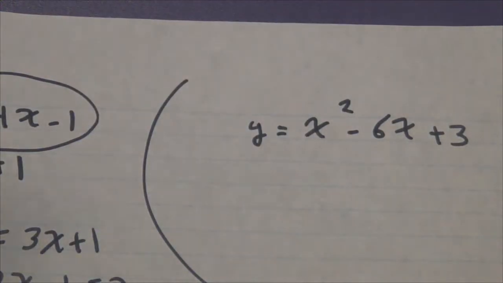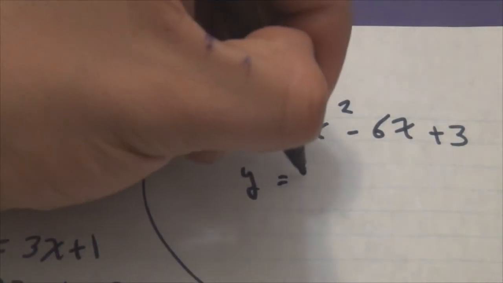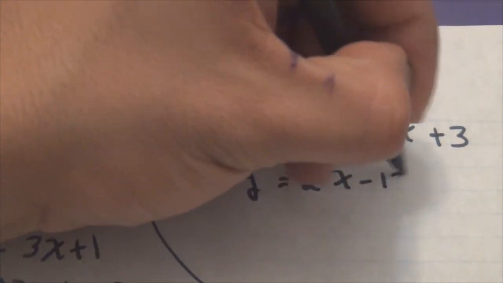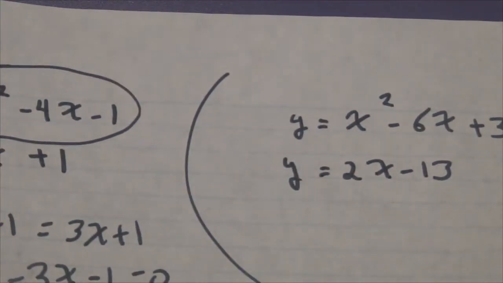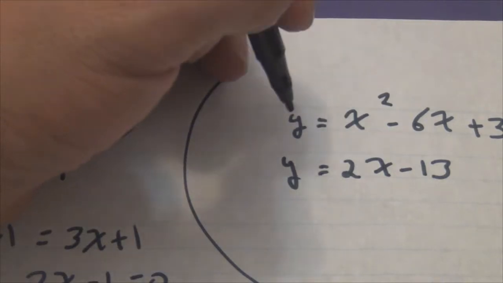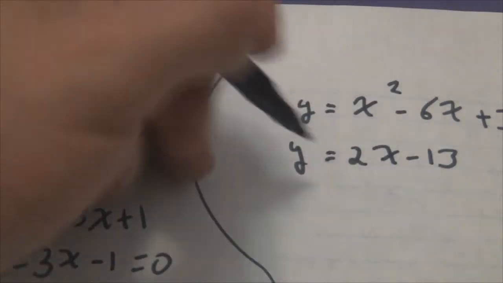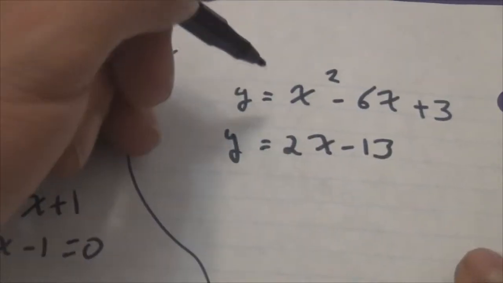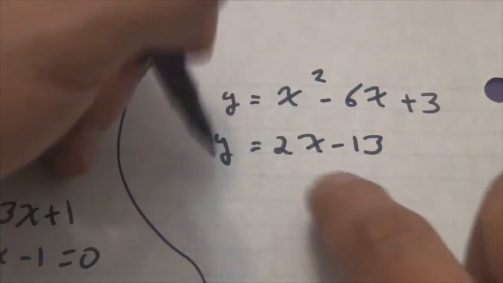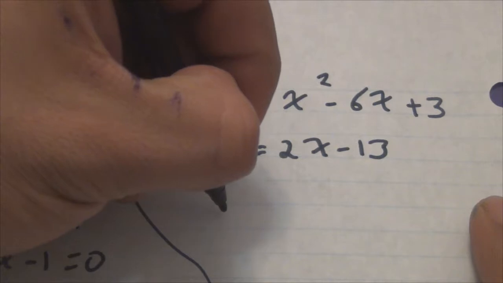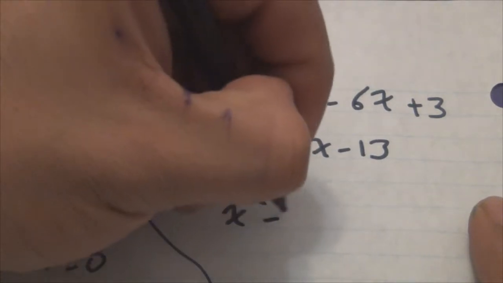So this is the quadratic and this is the linear. All right, so substitution method. I put this one in here because it's already solved for y. So I write x squared minus 6x plus 3 equaling 2x minus 13.